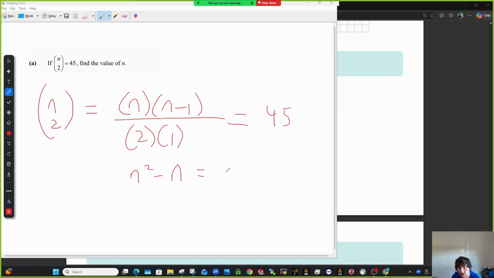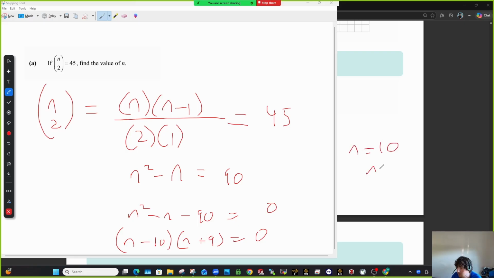You multiply across by the 2, you get a 90. You get a quadratic here. N squared minus n minus 90 equals 0. It should be easy to factorize. N times n equals 0. Factors of 90, it's probably 10 and 9, isn't it? 10 and 9, probably a minus 10, a plus 9. So n here can be 10, or n can be minus 9.